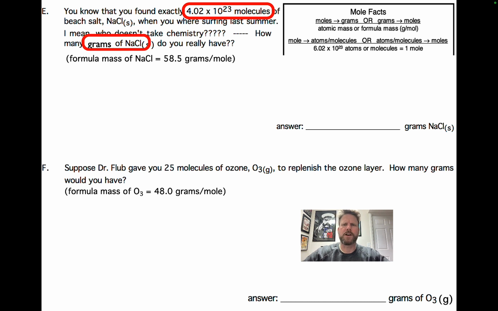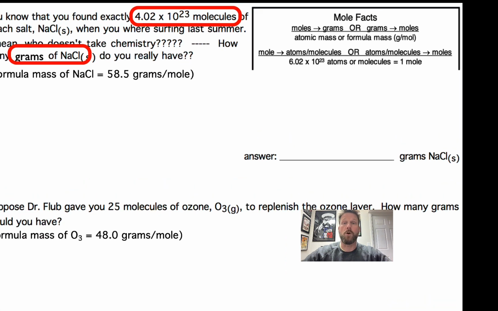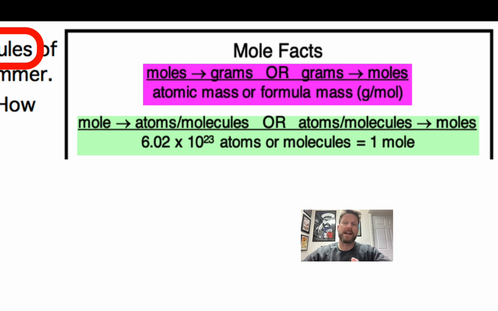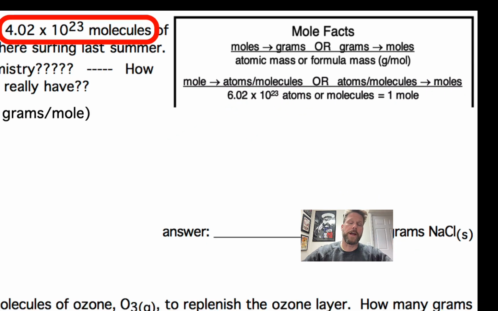This problem is very similar to the last problem. In the last problem, we started with grams and converted to molecules. In this problem, we are starting with molecules and converting to grams. This means we will need to use both of the mole facts we know so far. We can use Avogadro's number to convert from molecules to moles, and then use the molar mass to convert from moles to grams. Let me show you.